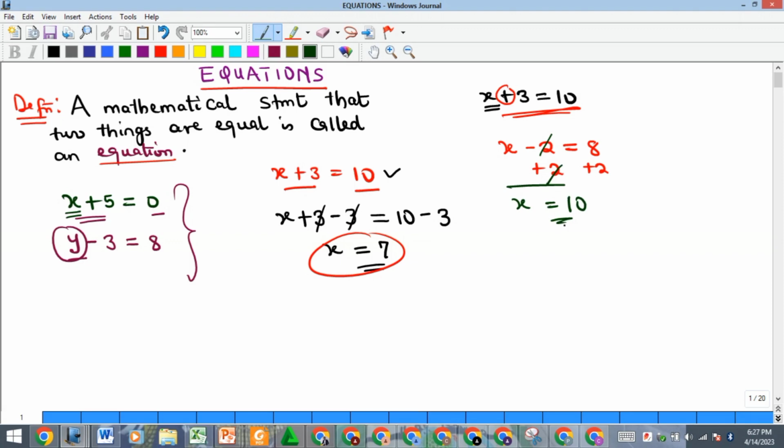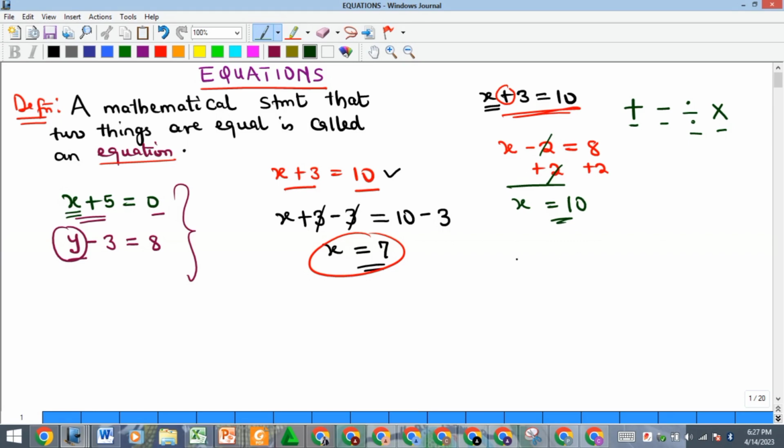So that is for addition and subtraction. And as we go further, we are going to see multiplication and division. You recall that these are the four basic operations in mathematics. So you have addition, subtraction, division, and then multiplication. So like I said earlier, addition is the reverse of subtraction, while division is the reverse of multiplication.